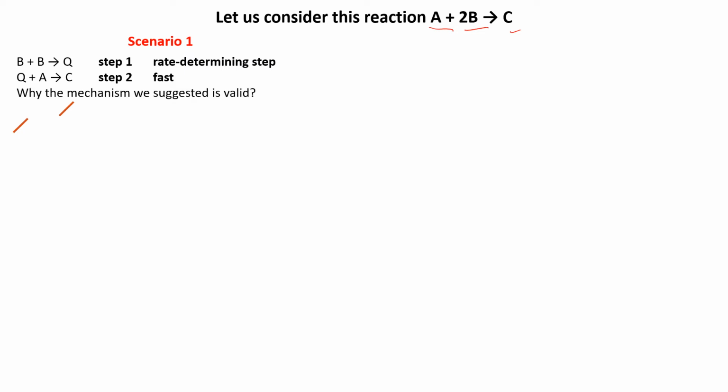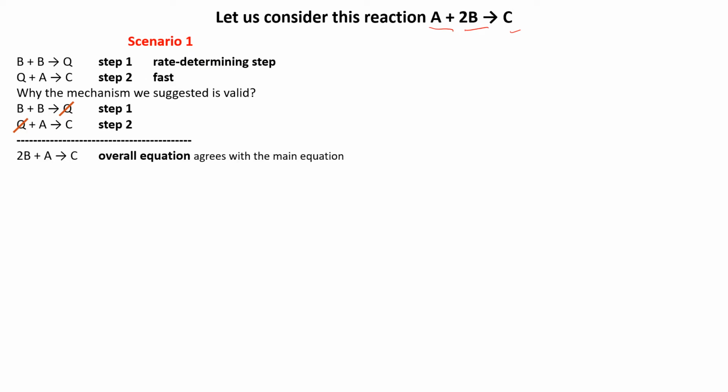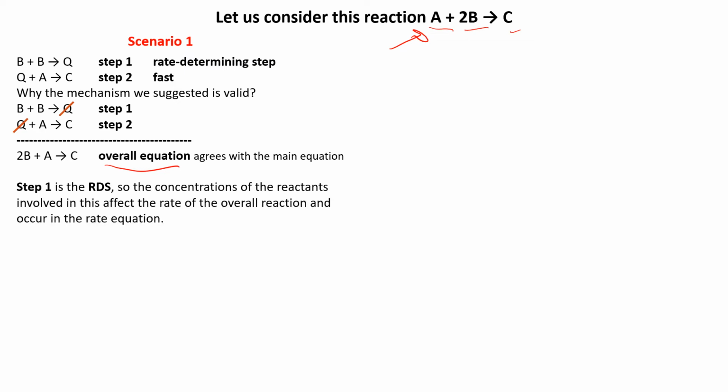This is simply because if you try to cancel out the intermediate, you will have an equation which is matching with the main equation. The proposed steps or the proposed mechanism is already giving an overall equation which agrees with the main equation. Step 1, again, step 1 is the rate determining step.